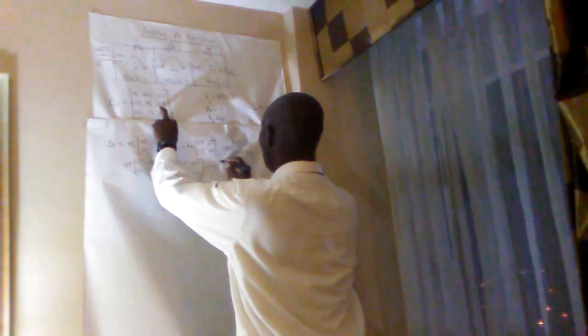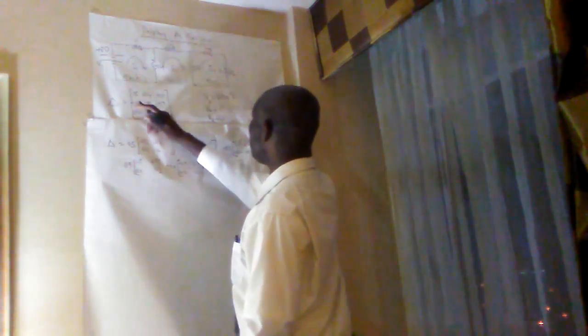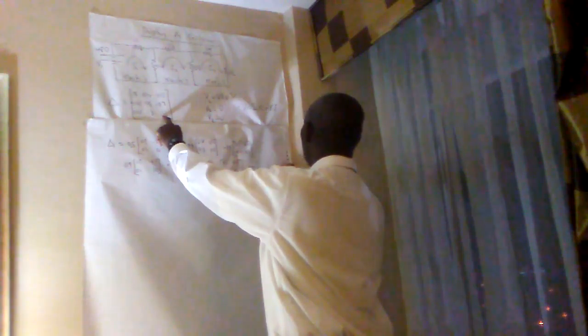Minus 0.3 into, we're finding delta for this circuitry, 0.5, 0.0, 0.4, 0.3, and the last one is now plus 10 into 0.5, minus 0.4, 0.4, 0.9.